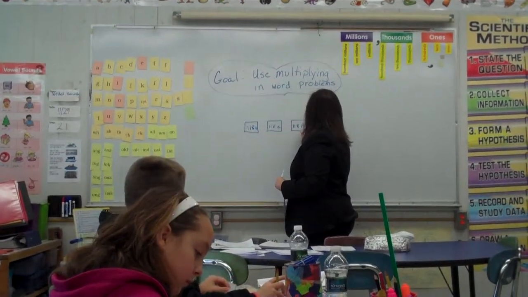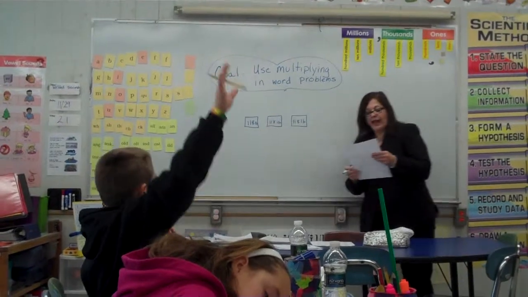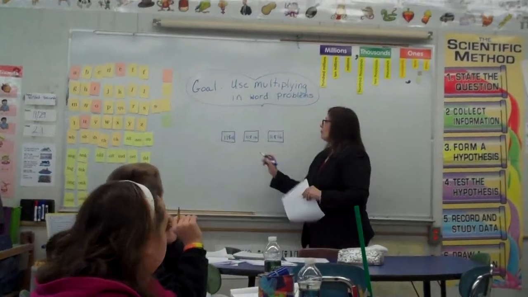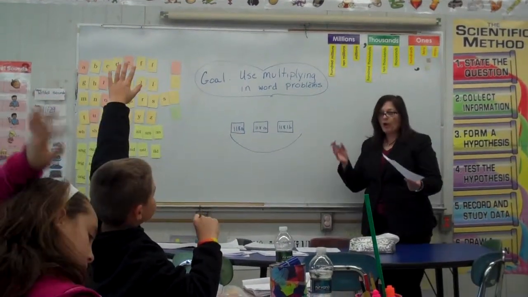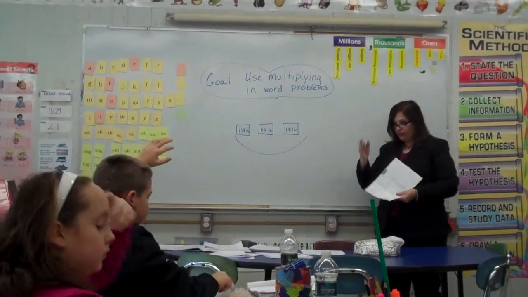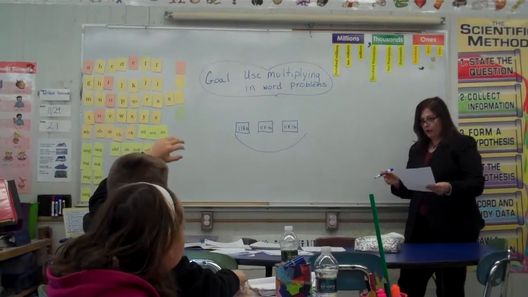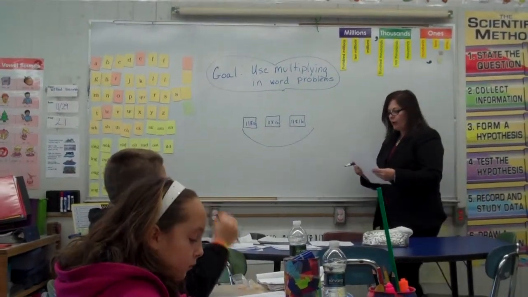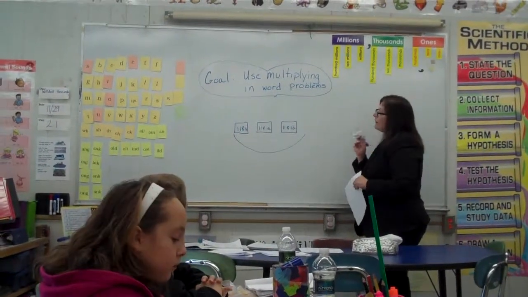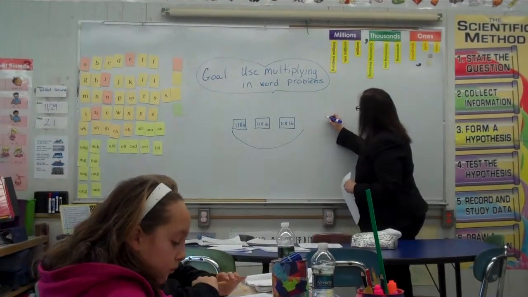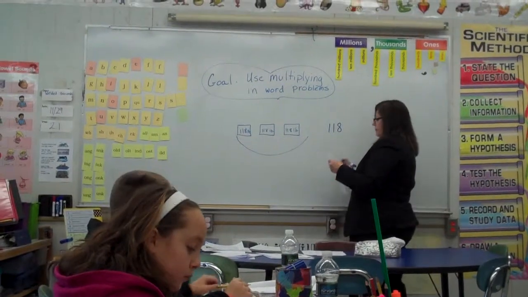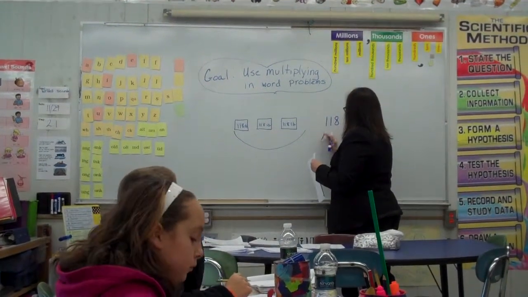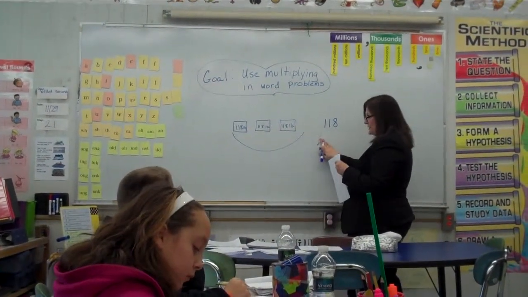Good job. All right. How much do the 3 boxes weigh all together? So, and Leda, you gave me the perfect example of how we're going to write this problem. So tell me one more time. First you put the 118 on the top. Good. And then you put the 3 under the 8. Okay, and what operation am I going to use?